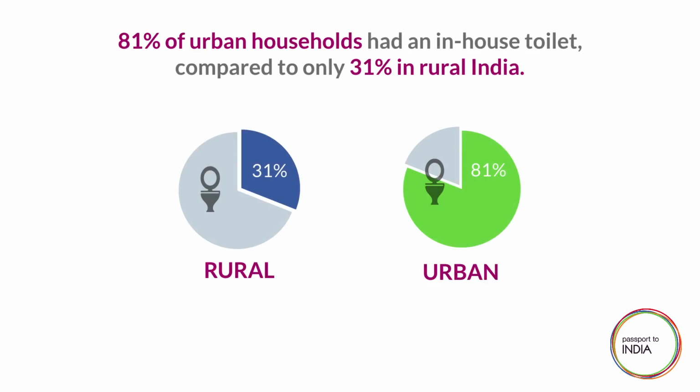81% of urban households had an in-house toilet, compared to only 31% in rural India. Another one of the government's priorities over the next few years, as we heard in the earlier week, and we'll look at again later in the week, is improving sanitation. It's easy to see how deceiving an all-India average for anything can be. Remember how diverse India is.